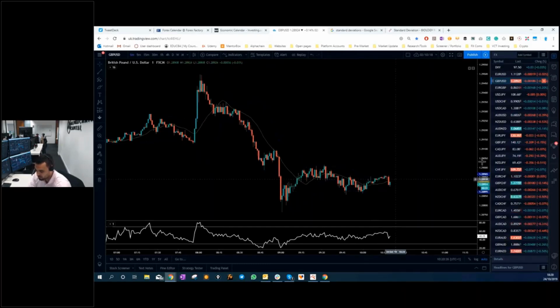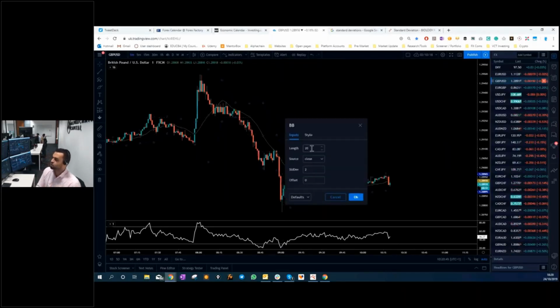Okay, so that covers that part of it. Now, what settings are used? There are 3 settings I've used, and this is from personal experience. Ideally, I'd want you to test out different parameters. The standard one is 20 and 2. I have traded this 20 and 2 in the past before.